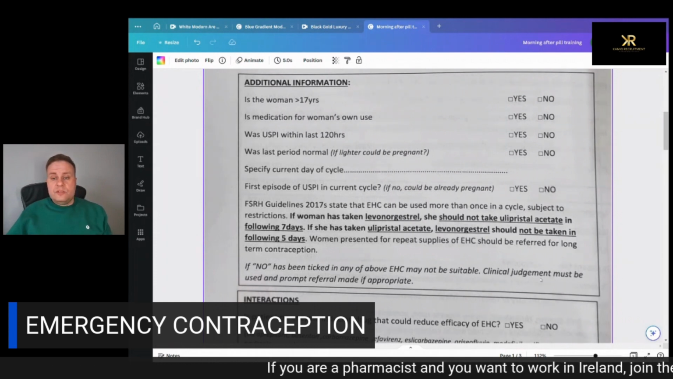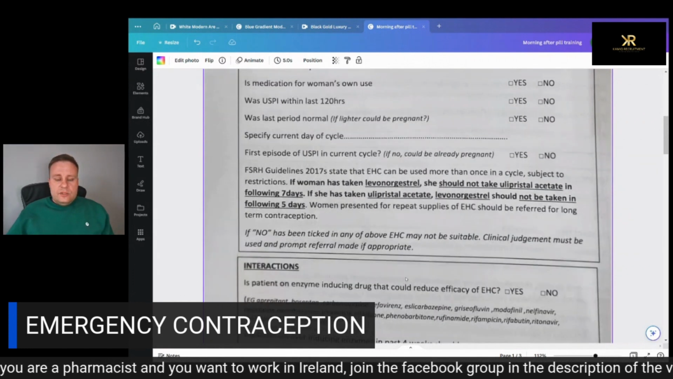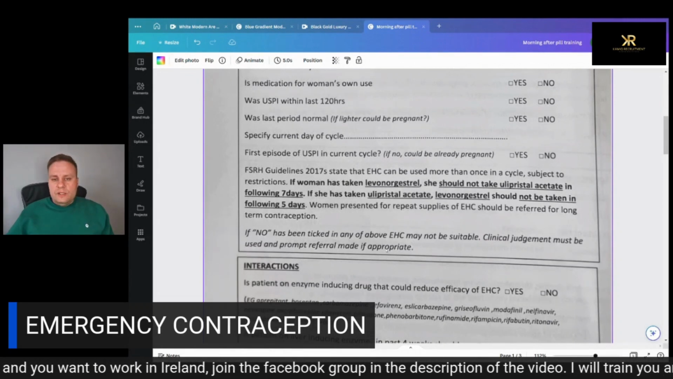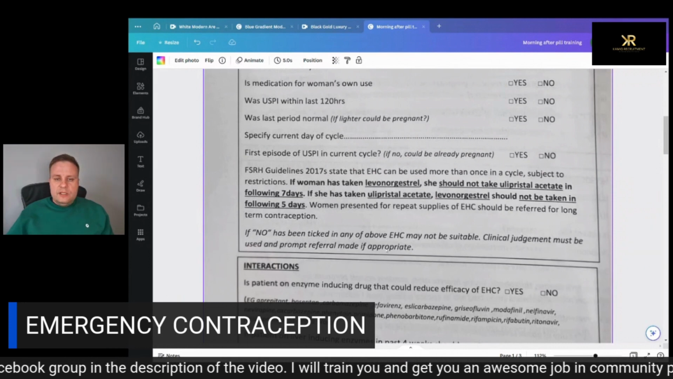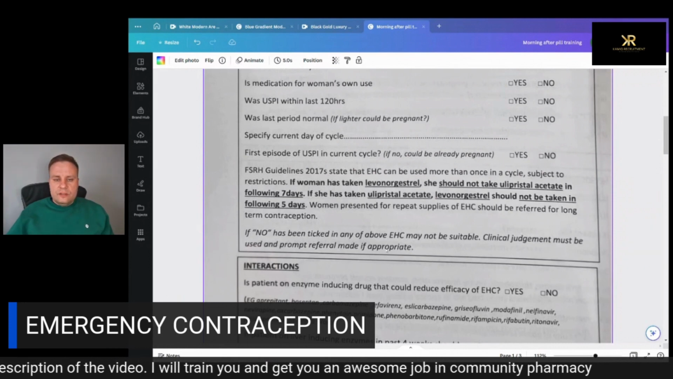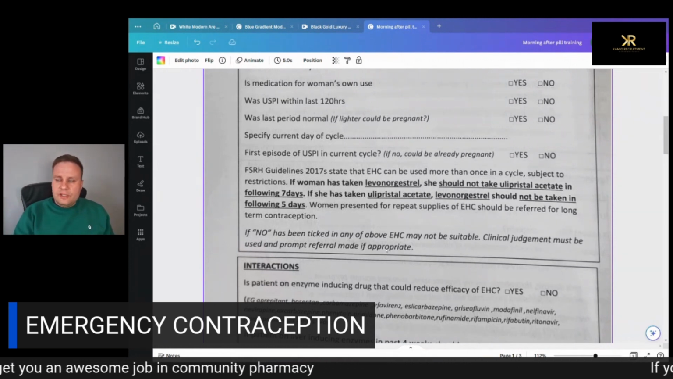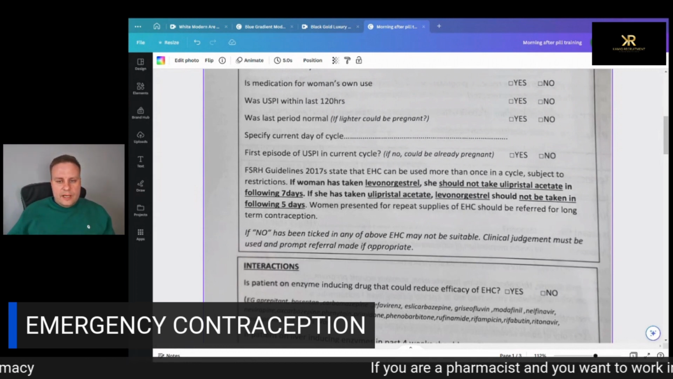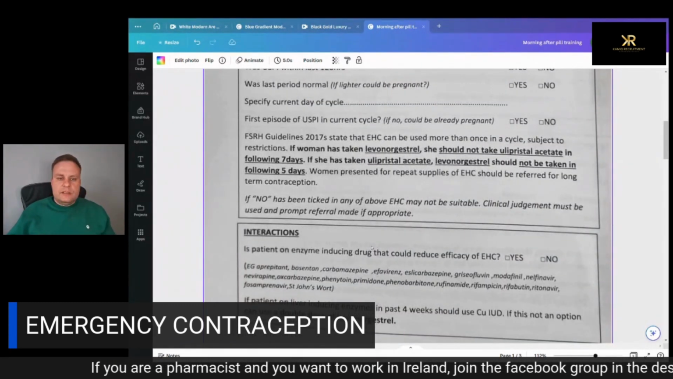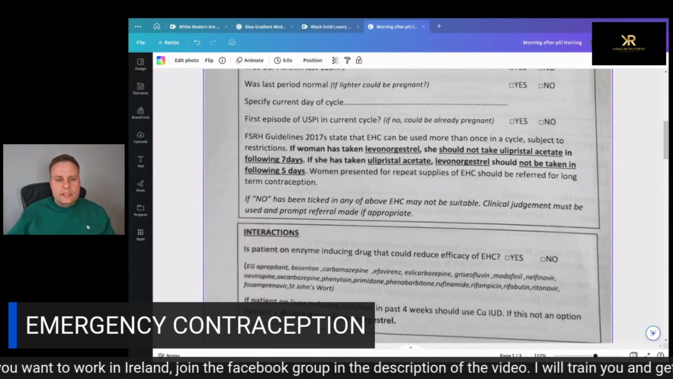So clinical judgment must be used and prompt referral made if appropriate. So you have to tell her where to go. If it's within hours, she has to go to the GP. If it's outside of hours, there are clinics with doctors that are available outside of normal hours, so she can attend that. Yeah, you have to know what clinic is available around your store, like in your neighborhood where you are.